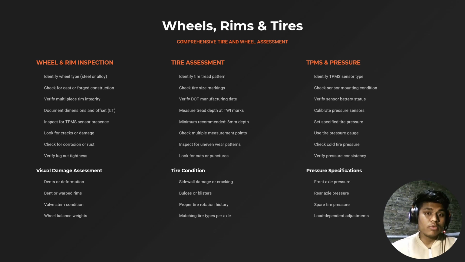A comprehensive wheel assessment involves identifying rim materials, in this case alloy wheels, and checking for any corrosion or damage. For the tires, I'm documenting the DOT manufacturing date and measuring tread depth at the TWI marks. We also use a gauge to verify the tire pressure matches the specified levels for each axle.